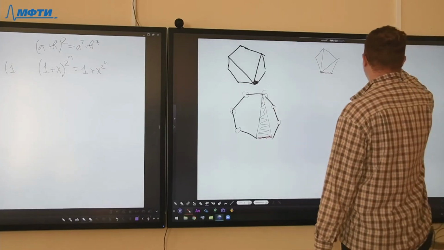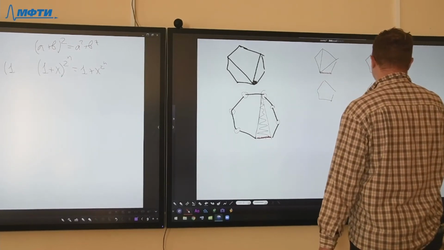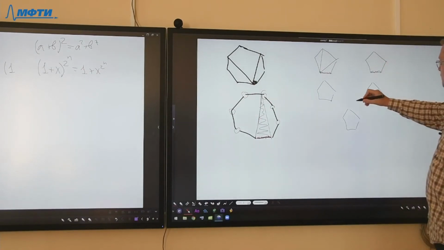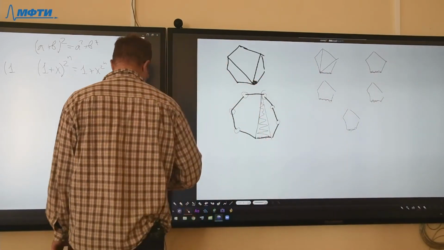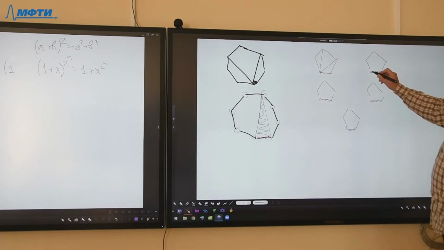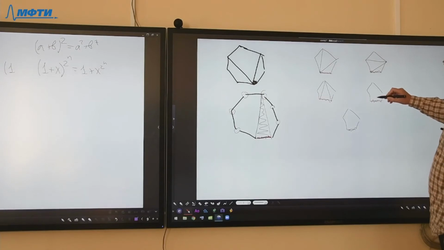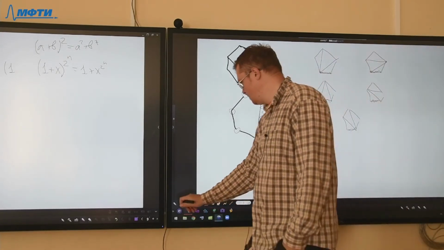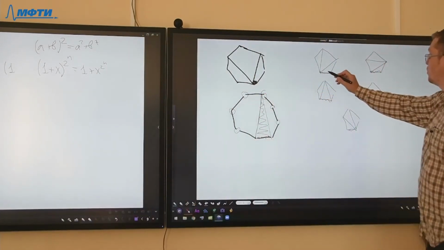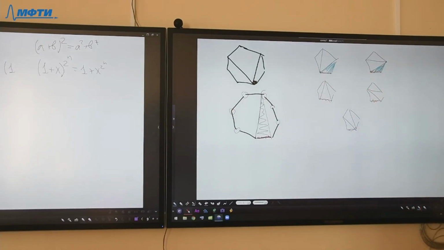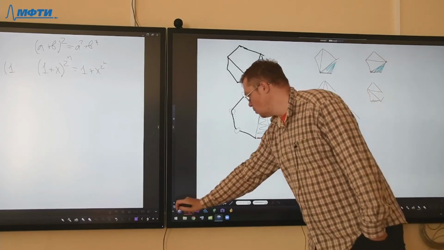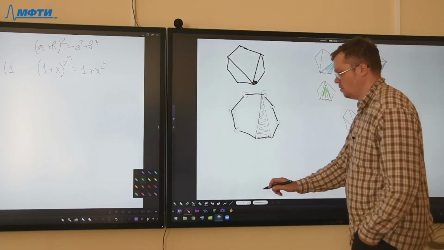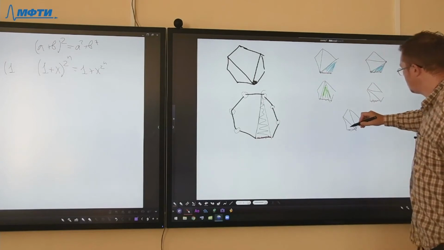So for example, if I look at the pentagon, I have my red edge here, and I have two triangulations with this triangle, one triangulation with the middle triangle, and two triangulations with the left triangle.